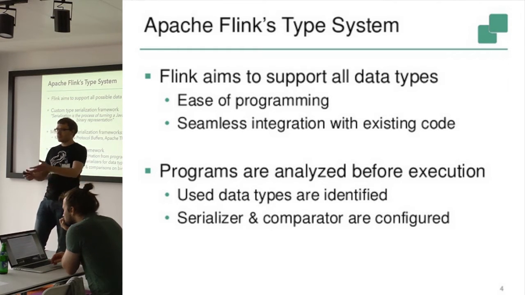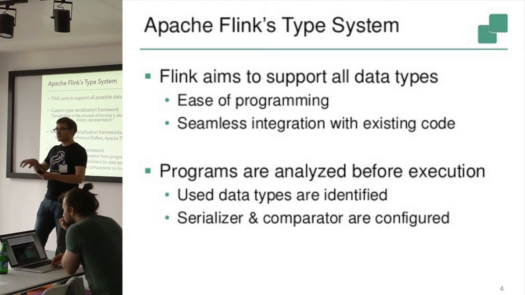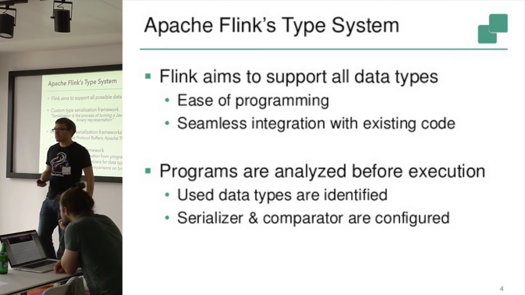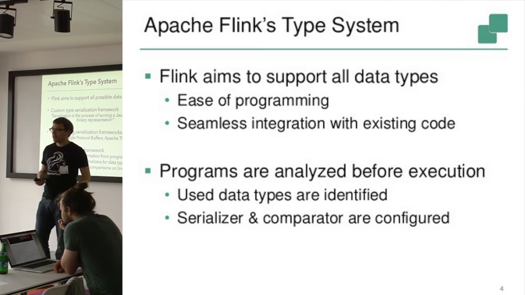If you have, for example, a tuple of string and int, as you've seen before, and you want to do a grouping on the integer field, you want to know where in the byte sequence this integer field is represented, so you can look it up and compare it directly on the byte level. You're not creating an object for that. You're really doing that on the binary representation. If you want to do stuff like that, you need to know the layout of the serialization. That's why Flink has its own serialization framework.